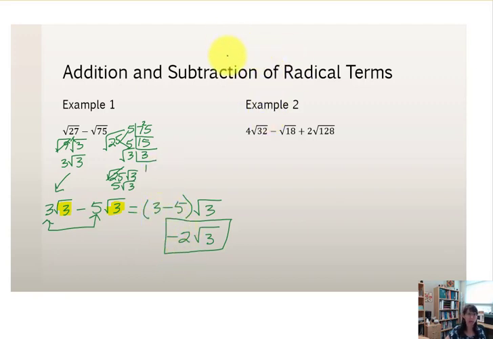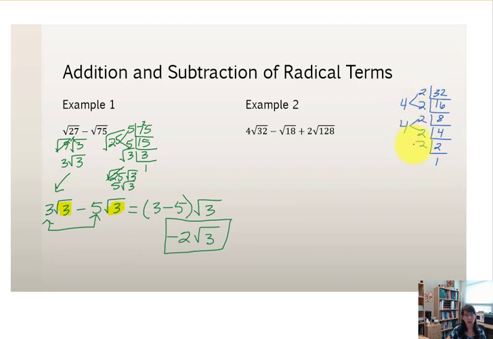Now our next problem, in example 2, has 3 different terms, so we need to break those apart. With the square root of 32, I'll just work over here to the side. 32 is divisible by 2, leaving 16. Divisible by 2, leaving 8. That's divisible by 2, leaving 4. That's divisible by 2, leaving 2. And that's divisible by 2, leaving 1. So we have a lot of pairs of 2.